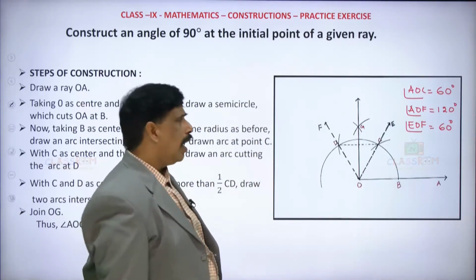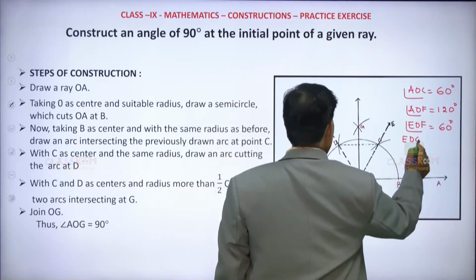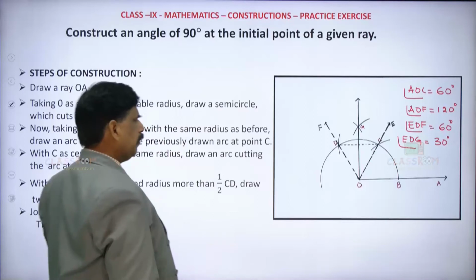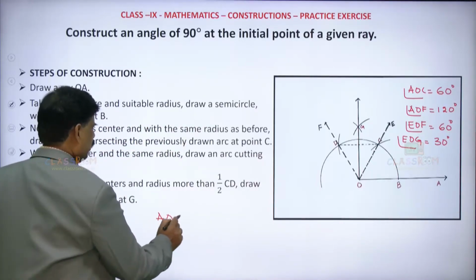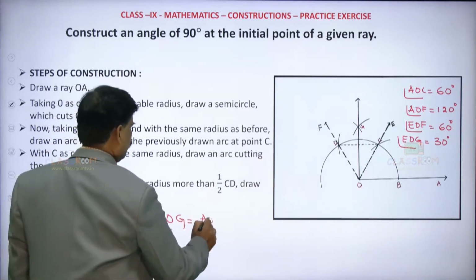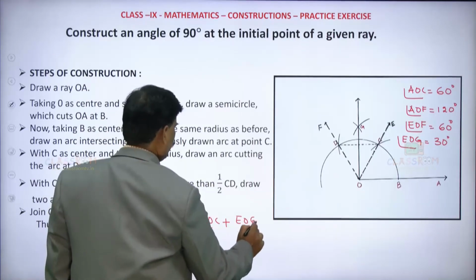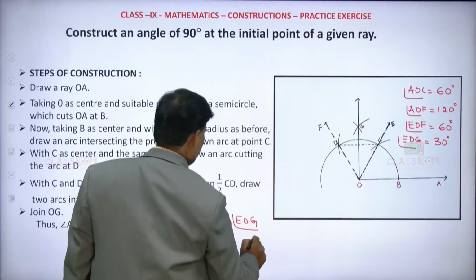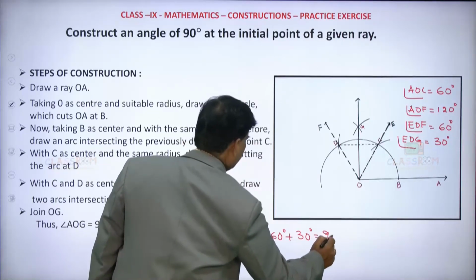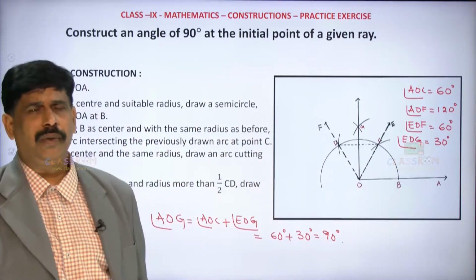Is it clear? Now what we have done is draw the bisector, so angle EOG is 30 degrees. From the figure, angle AOG is the same as angle AOC plus angle EOG. That is nothing but 60 plus 30. How much is 60 plus 30? That will be 90 degrees. Clear? So this is how we can draw 90 degrees by using a compass.